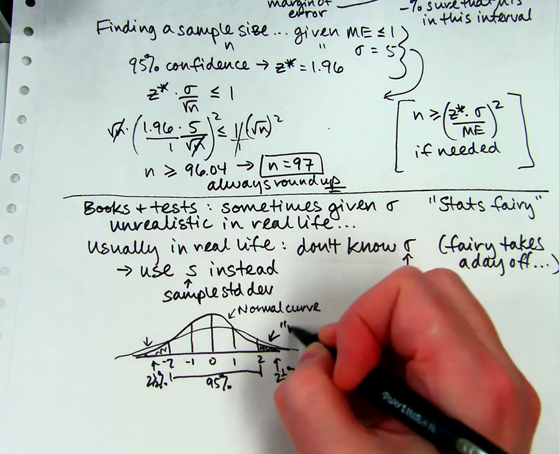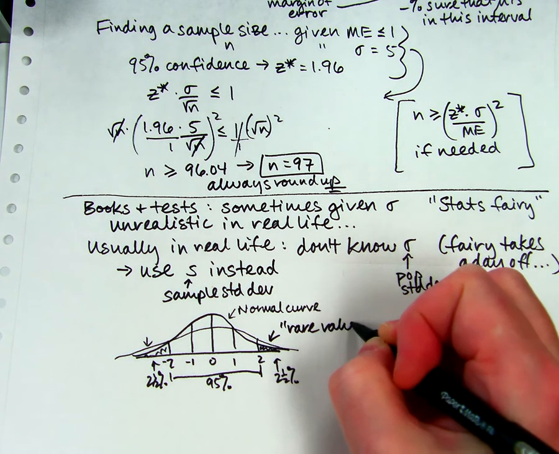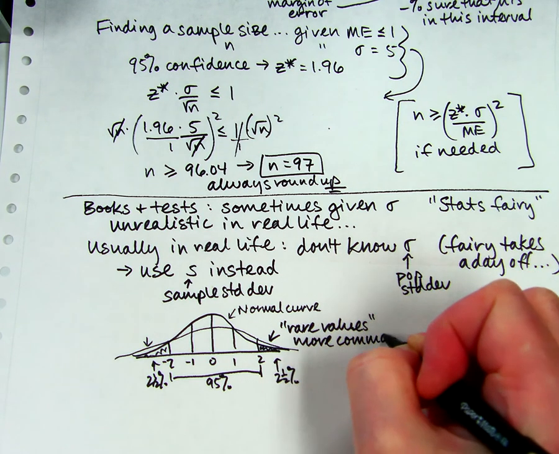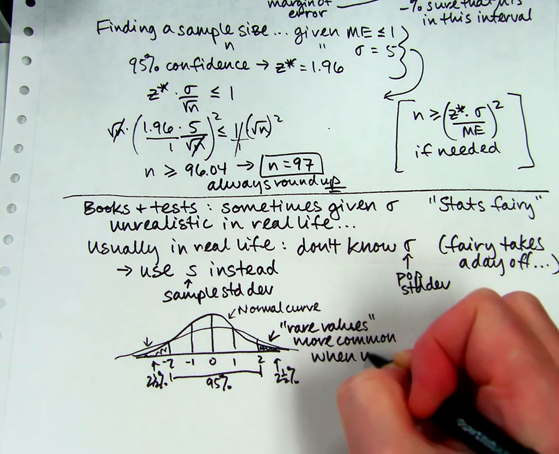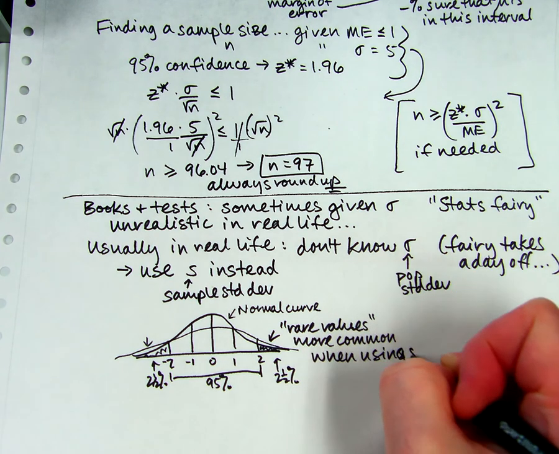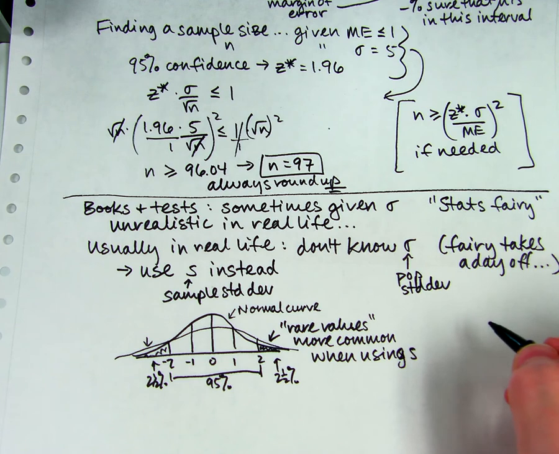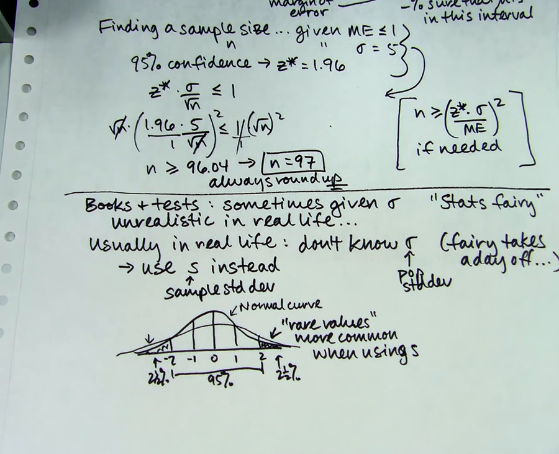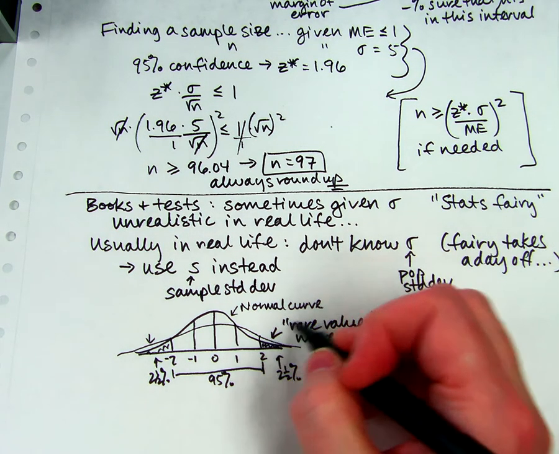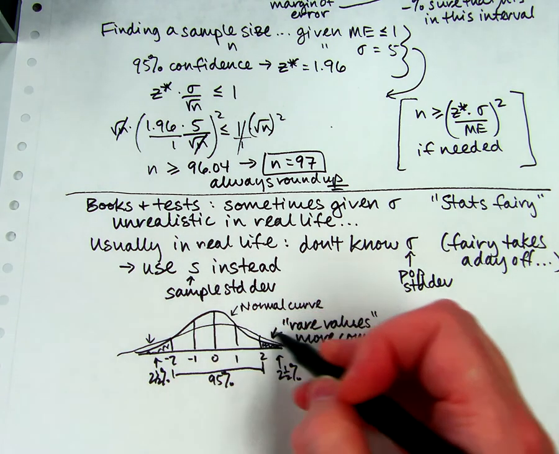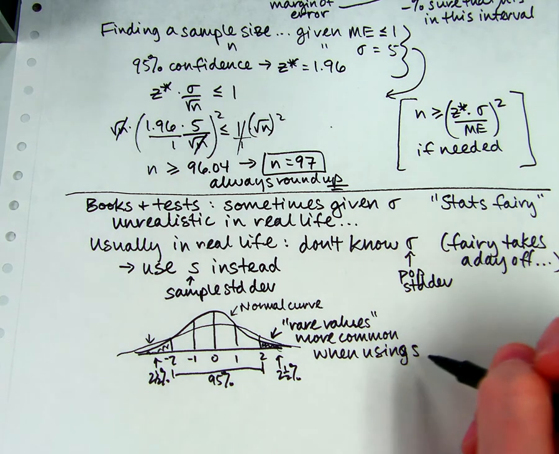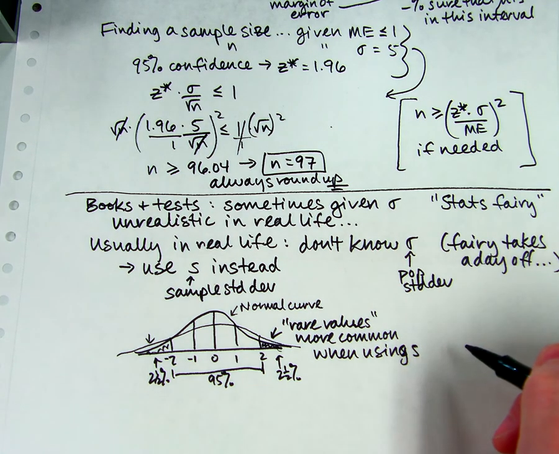These rare values are more common when using S instead of sigma. And I'm just going to have you trust me on that. I'm going to try to find a way to put it in a warm-up or something. I haven't worked that out yet. I have a couple more days before you do this lesson. So we'll see. But because of that, somebody invented a whole new distribution that's wider and has these heavy tails that happens when you're doing S. And that allows us to still be able to calculate accurately.